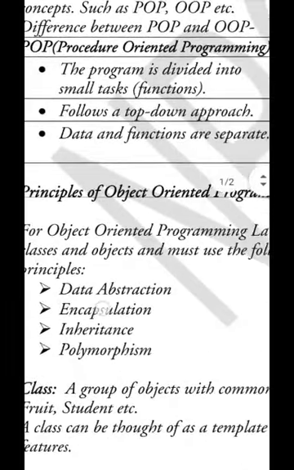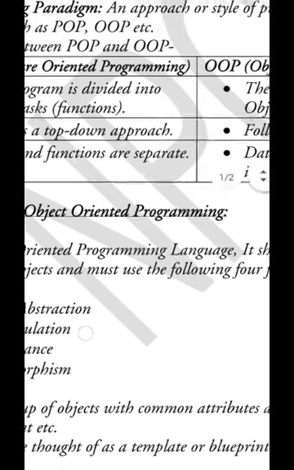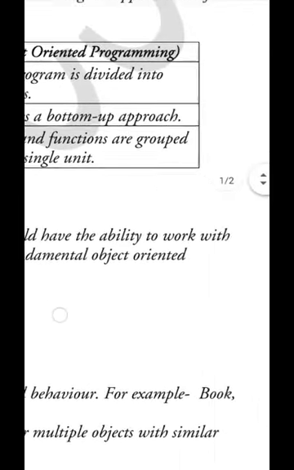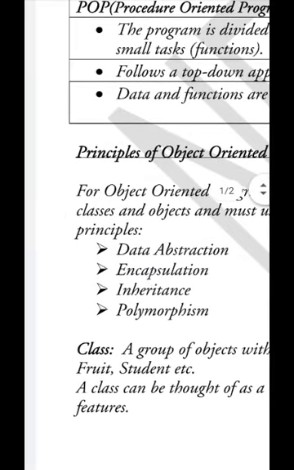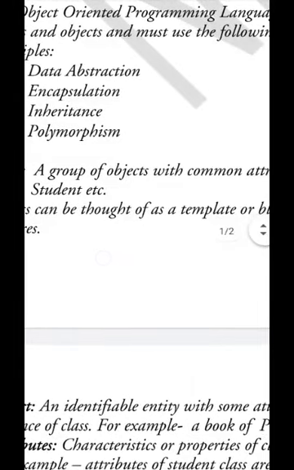Next, principles of object-oriented programming language. There are certain principles defined for any object-oriented programming language, which are data abstraction, encapsulation, inheritance, and polymorphism. Out of this, it should have the ability to work with class and object. And what is a class? A class is a logical concept on which many objects can be created, whereas an object is a physical entity.